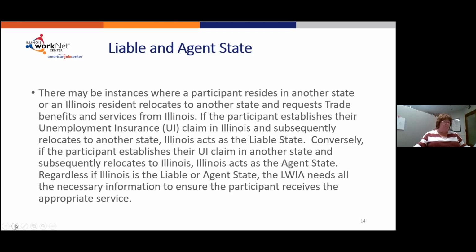And sometimes we may pass an agent liable participant on to you if we need assistance with them, if we get contacted by another state. But we'll help you.